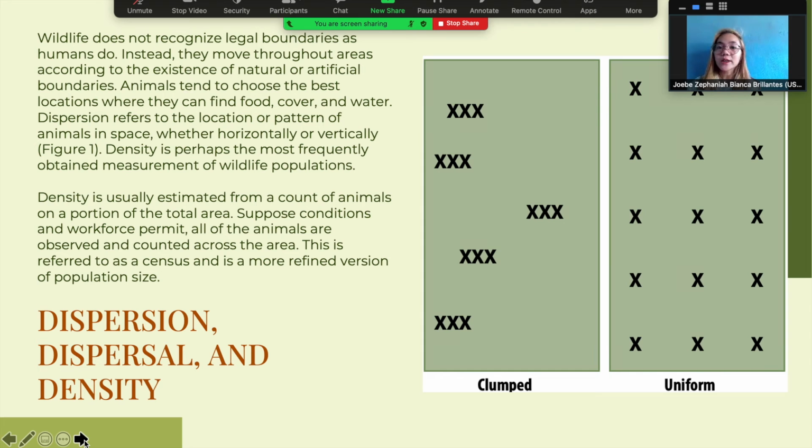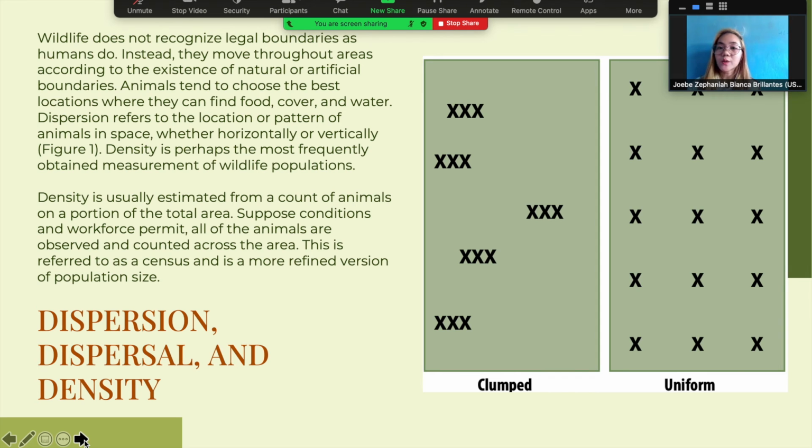Wildlife does not recognize legal boundaries as humans do. Instead, they move throughout areas according to the existence of natural or artificial boundaries. Animals tend to choose the best location where they can find food, cover, and water. Dispersion refers to the location or pattern of animals in space, whether horizontally or vertically. Density is perhaps the most frequently obtained measurement of wildlife population. Density is usually estimated from a count of animals on a portion of the total area.